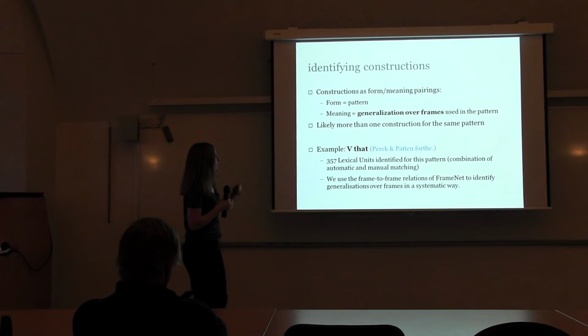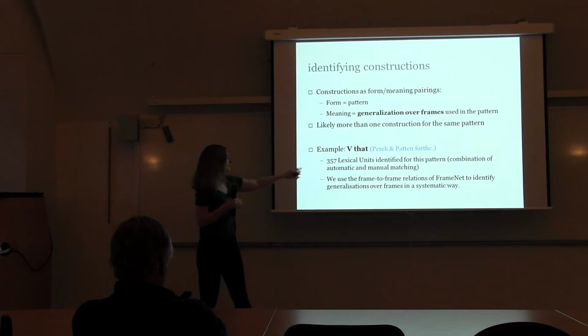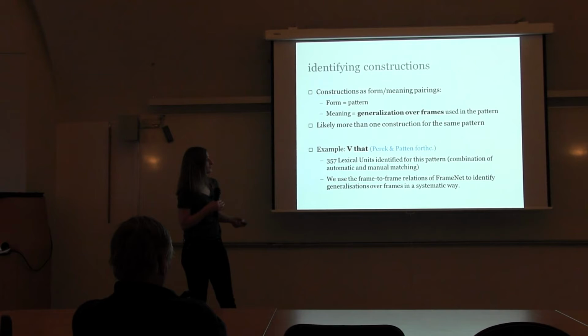So I'm going to illustrate this with an example of the V-that pattern, which we also talk about in Perek and Patten forthcoming, which is where we're looking at the semantic frames evoked by the verbs that can occur in this V-verb slot, and then making generalizations over them. And the way that we do that is by using what's already in the frame-to-frame relations of FrameNet, so that it's a more systematic way.